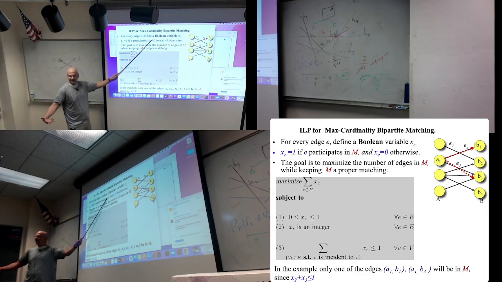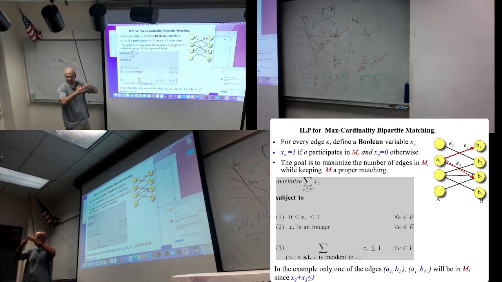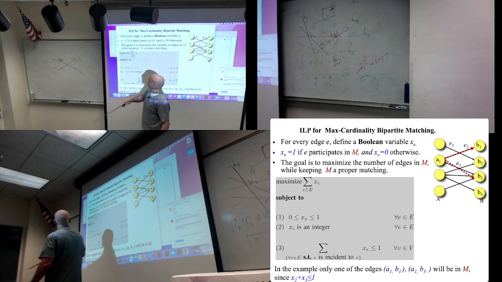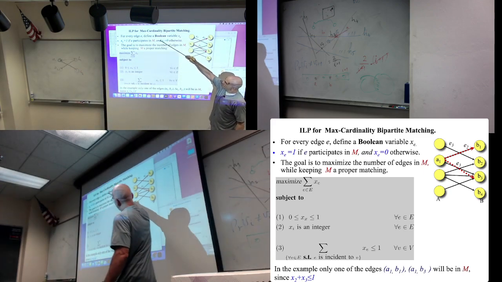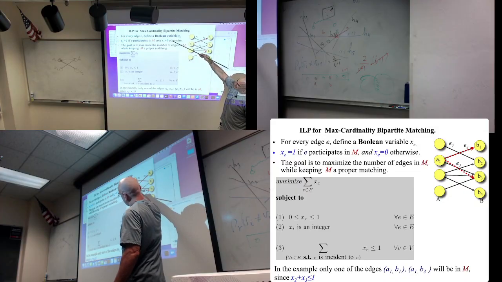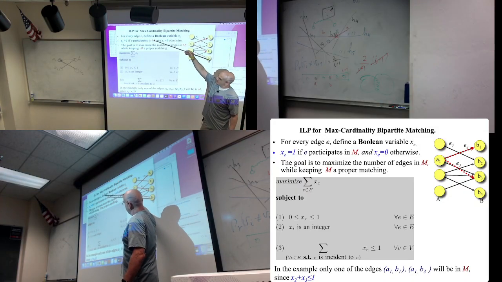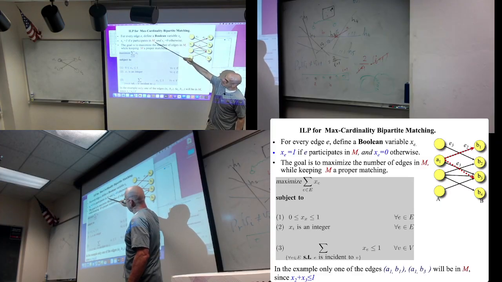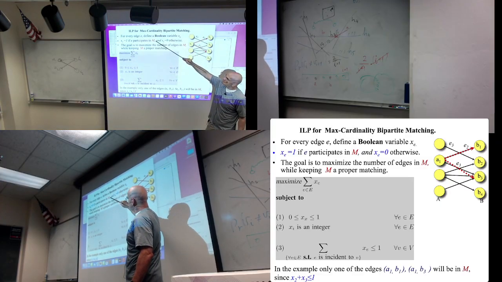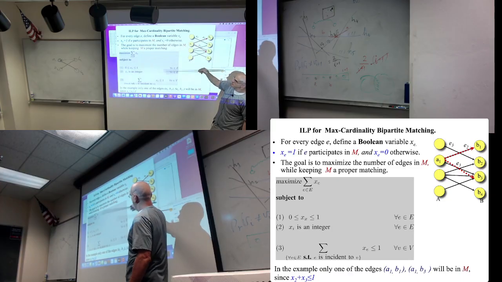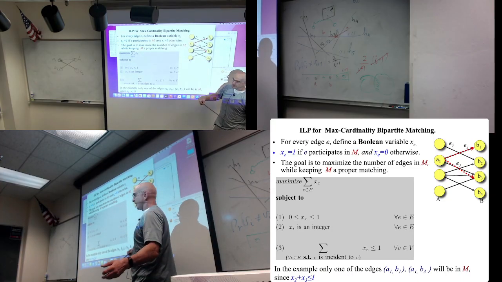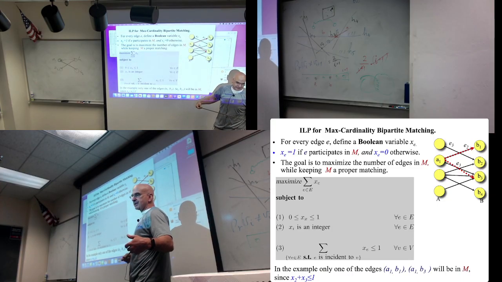I'm after finding a matching, finding a set of edges as large as possible so that no two edges of the matching connect to the same vertex. So I'll make sure that xe is 1. I'll understand it as the edge is in the matching that I'm going to produce, and xe is 0 if, of course, the edge is not in the matching.